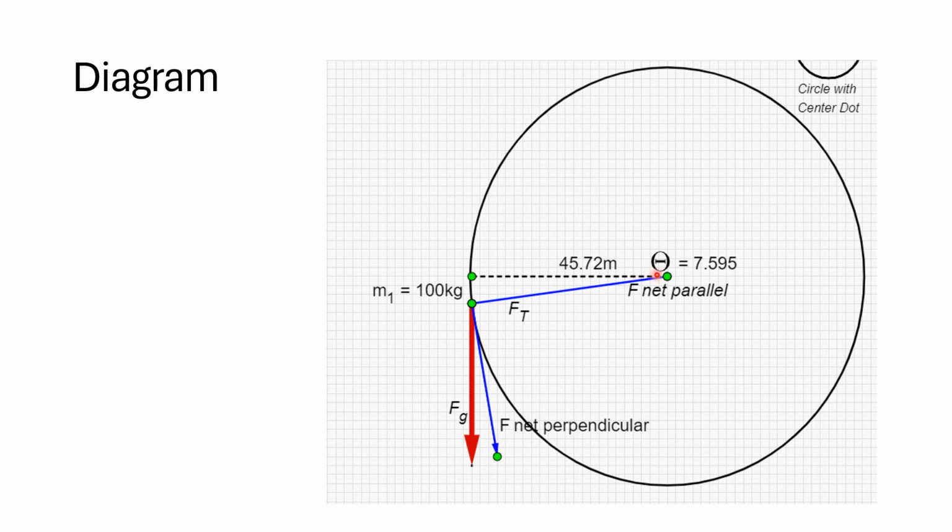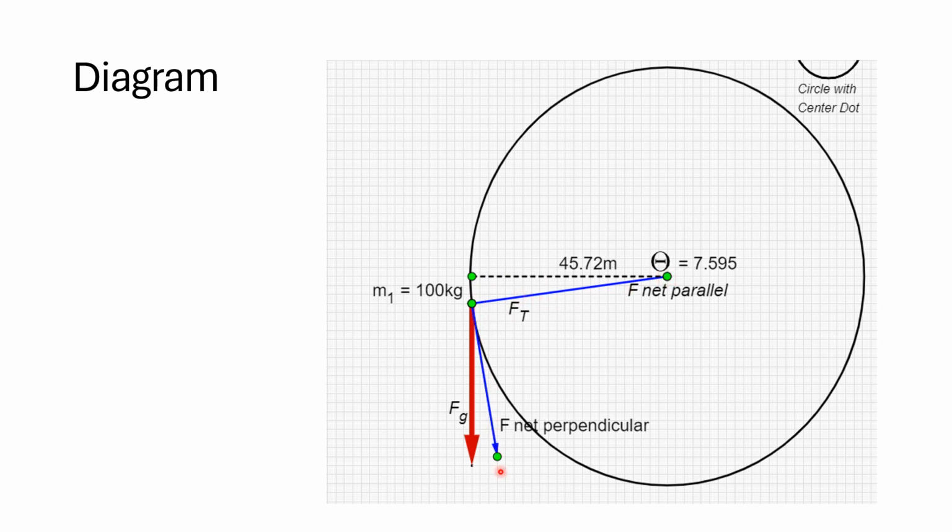And then I found that since we are in free fall, this length from here to the bottom of this circle is 130 feet. I did some trigonometry to find out that this angle theta is going to be 7.595 degrees, because we are not starting at the same elevation as the anchor point.